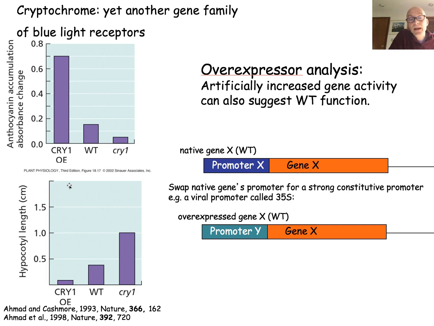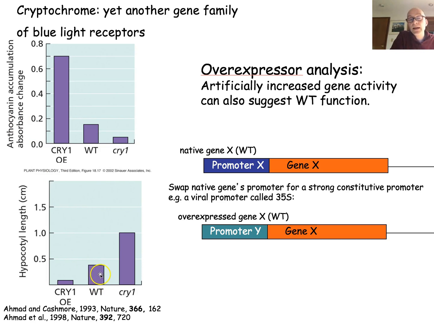In this case, I want to introduce you to yet another blue light photoreceptor, but I also want to show you another technique that is used here to study these photoreceptors. As you will have already noticed, this whole lecture is sort of weaving together some molecular tools with some biological information about light reception. So cryptochromes are yet another gene family of blue light receptors. And what I want to show you here in these two graphs is their function with respect to hypocotyl length and anthocyanin accumulation.